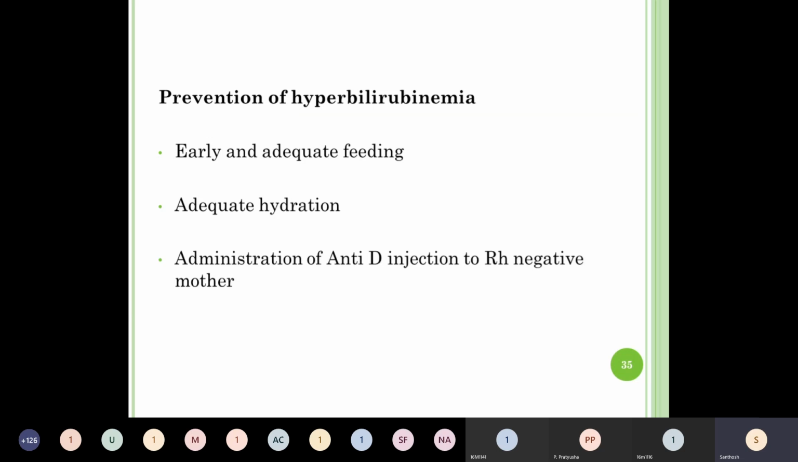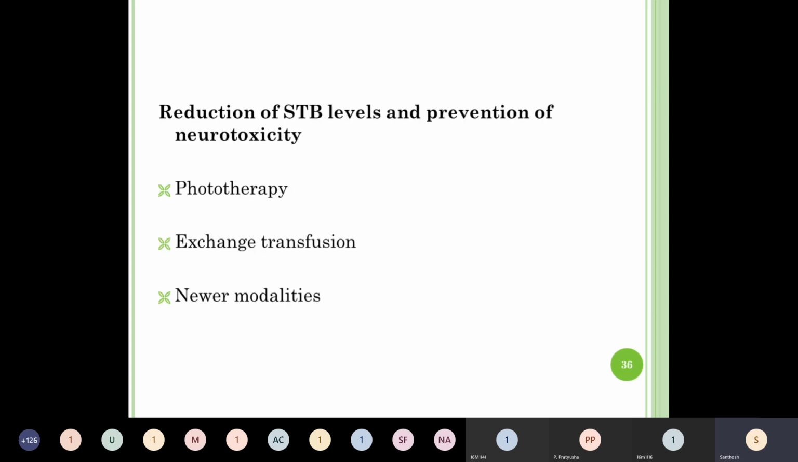So how do you prevent it? You start breastfeeding early. Early and frequent breastfeeding, so that hydration is maintained in these babies. And administration of anti-D injection to the Rh negative mother. That's how you can prevent Rh disease in future pregnancies. If you give the anti-D injection, the baby will have less chance of having Rh hemolytic disease.